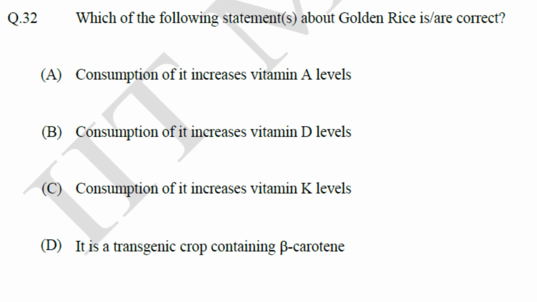Then, which of the following statements about golden rice is or are correct? Consumption of it increases vitamin A levels. Yes, because it has the beta carotene gene in that golden rice. So vitamin A levels will be increased. So consumption of golden rice increases vitamin A levels, not vitamin D and vitamin K as in B and C options. Then it is a transgenic crop containing beta carotene, that is also correct. So A and D are right answers.